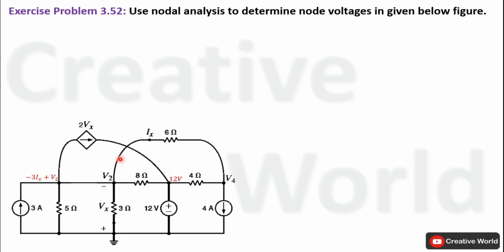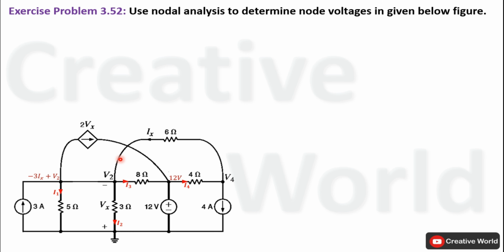After making a supernode, the next step is to assume all unknown branch currents along with their directions in this network. Now we will apply Kirchhoff's current law one by one on these non-reference nodes to find their node voltage equations. We will start from this supernode. On this node, two currents are entering, 3 ampere and Ix, while the leaving currents are 2 times Vx, I1, I3 and I2. So its KCL equation will be: entering currents are taken with a positive sign and leaving currents are taken with a negative sign.